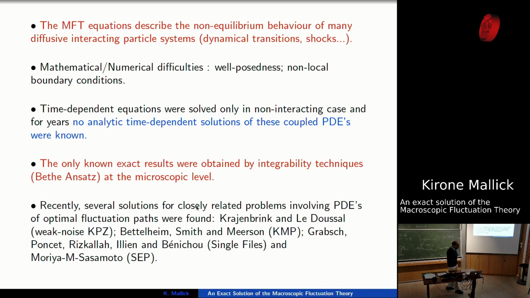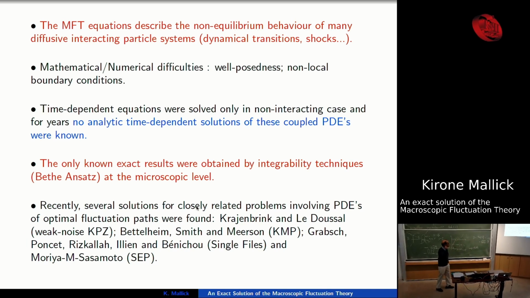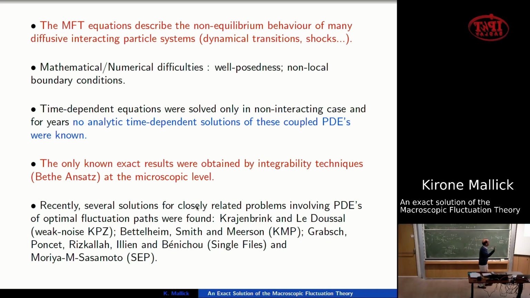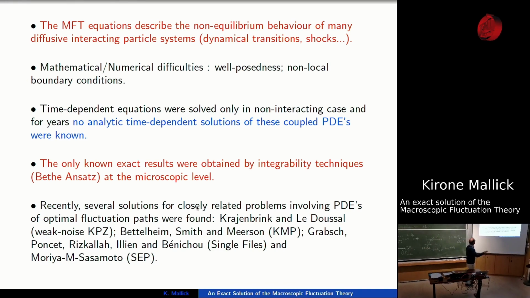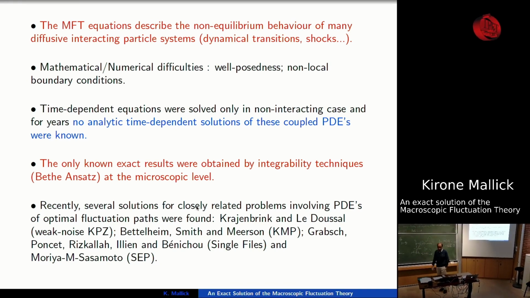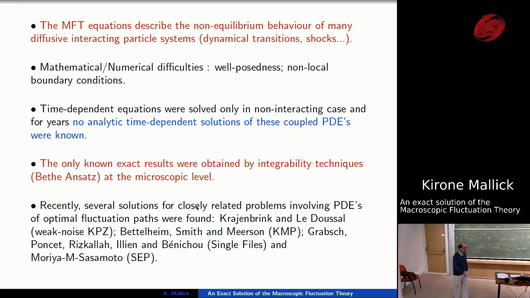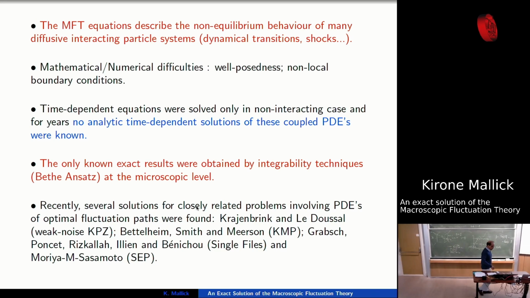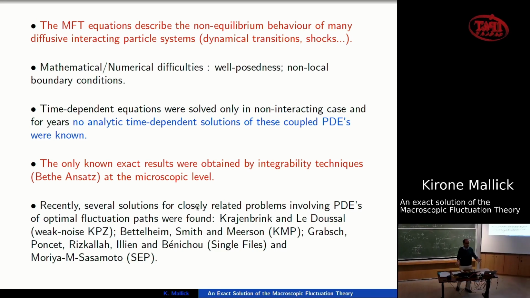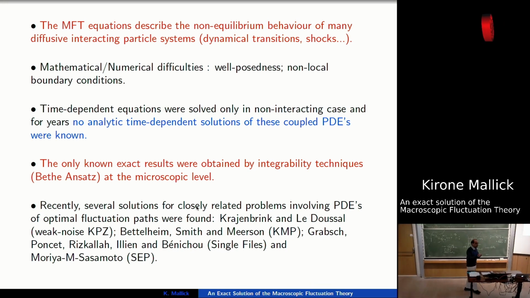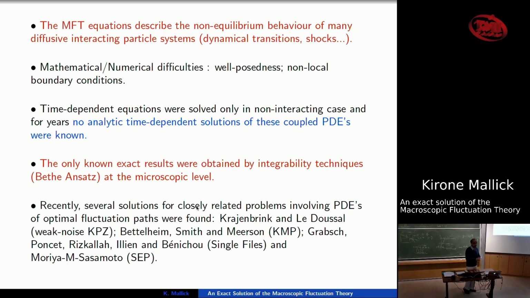And there were no analytic time-dependent solutions of these equations which were known for coupled interacting systems. The only non-exact results were finally obtained by doing better ansatz at the microscopic level. And it's a bit like a metaphor, as if you couldn't do anything on phi-4 theory, and the only thing you had to do was to solve the Ising model in 2D, in 3D, in 4D, and then get information about the exponents, but you could not do any analysis on phi-4 or continuous coarse-grained theory. So that was the status.